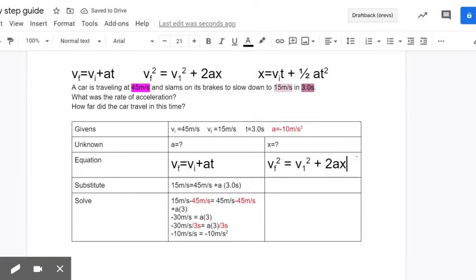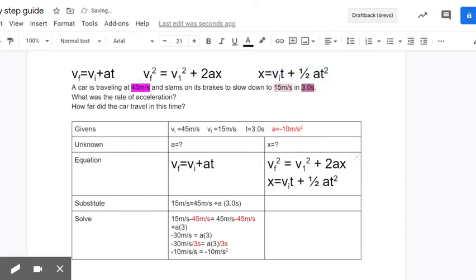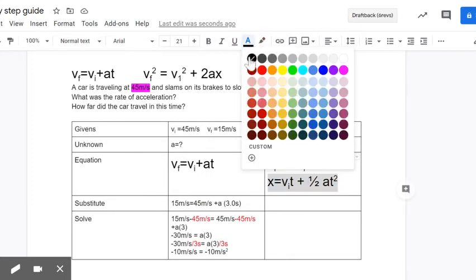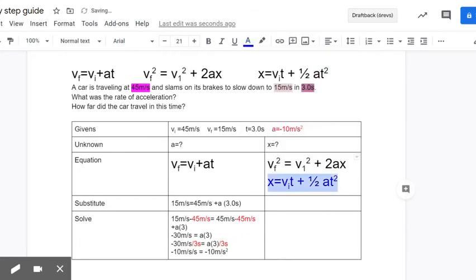Let's look at the third equation. I don't have my X, but that is what I want. I have my VI, that's 45. I have my T, that's 3. I have my A, that's negative 10. And I have my T, that's 3. I'm going to bring this down and I want you to see that I could use either one of these equations. I'm going to color code them. We'll make the second one blue.